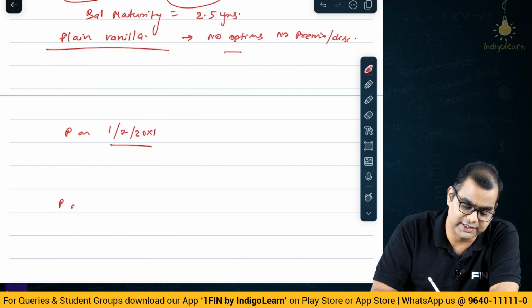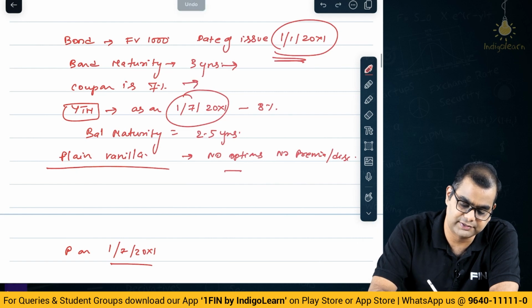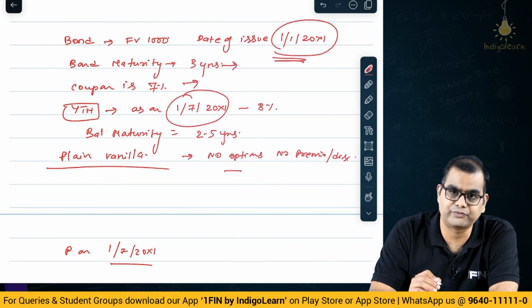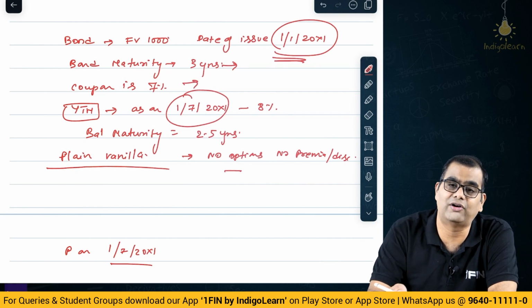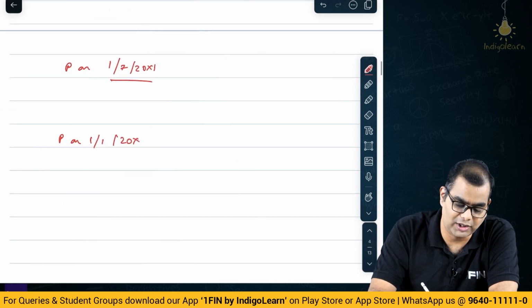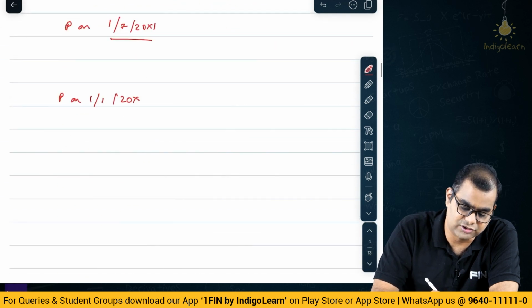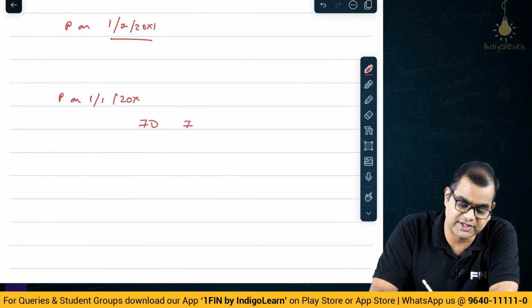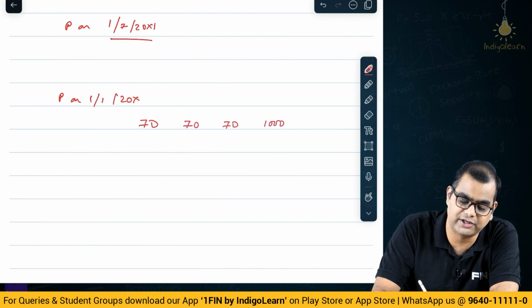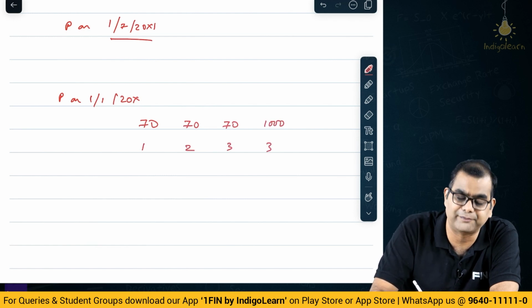First, let me find out price on 1st of Jan 20x1 on the date of issue. See, coupon is how much? 7%. On that day, I have decided the coupon is 7 because market rate is 7. So, what happens is, you have how many years? 3 years. So, the end of first year you have a payment of 70, end of second year you have a payment of 70, end of third year you have a payment of 70, and end of third year you also have a payment of 1000. So, 1, 2, 3, 3.